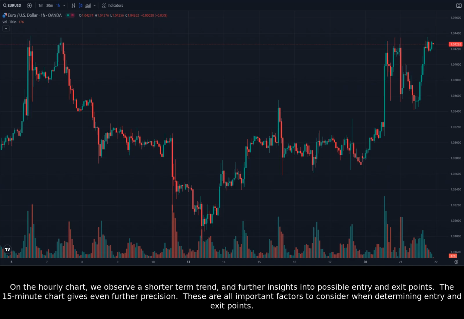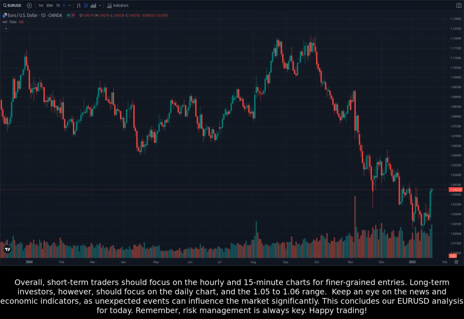On the hourly chart, we observe a shorter-term trend and further insights into possible entry and exit points. The 15-minute chart gives even further precision. These are all important factors to consider when determining entry and exit points. Overall, short-term traders should focus on the hourly and 15-minute charts for finer-grained entries. Long-term investors, however, should focus on the daily chart and the 1.05 to 1.06 range.